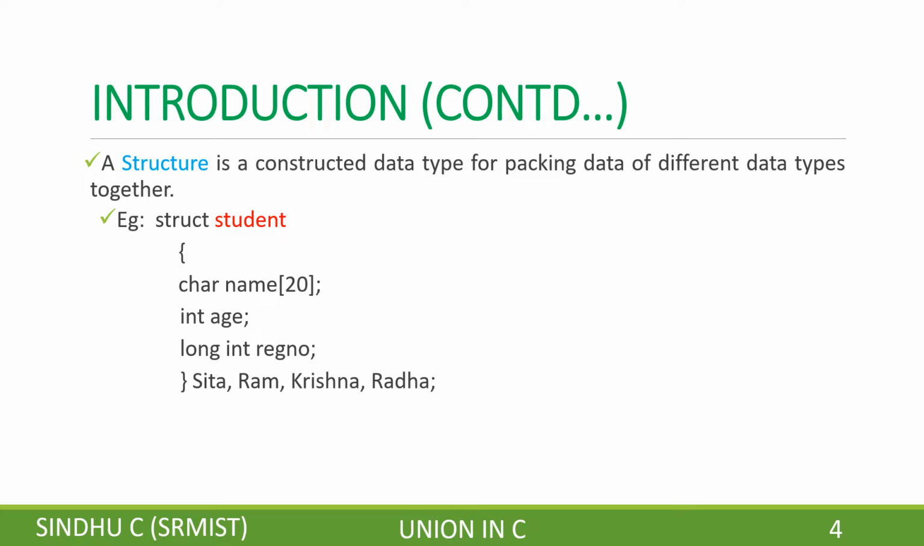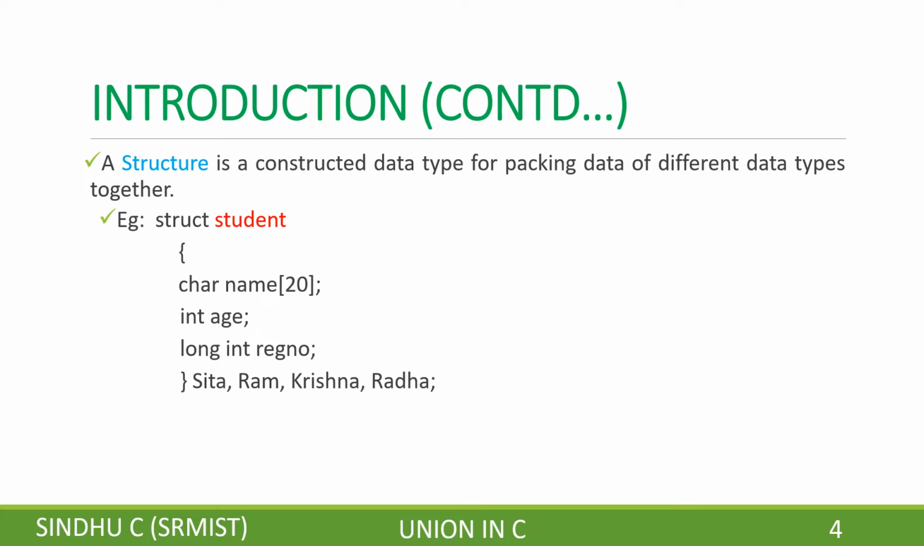A structure is a constructed data type for packing data of different data types together. So here under a single variable name, you can have multiple data type values. Here take an example, struct student, inside braces you have 3 members, which is name, which is of the character array type, age, which is of the integer type, register number, which is of long int type. Here student is the tag name, struct is a keyword. You have Sita, Ram, Krishna and Radha. They are called the structure variables.